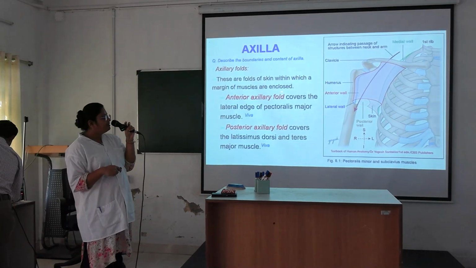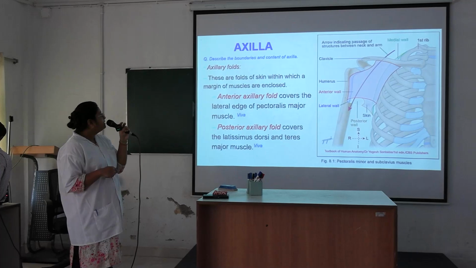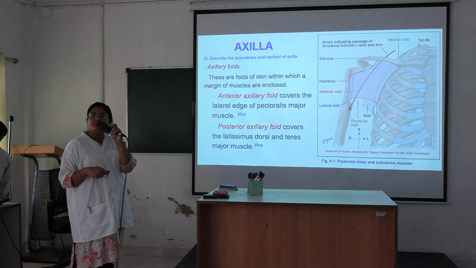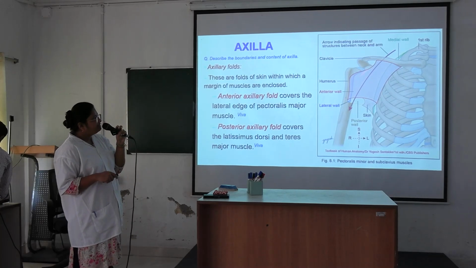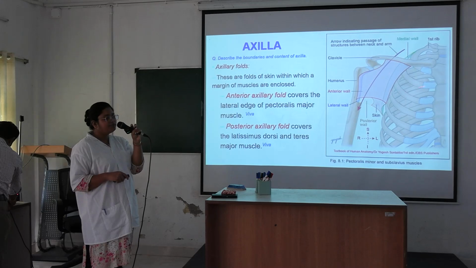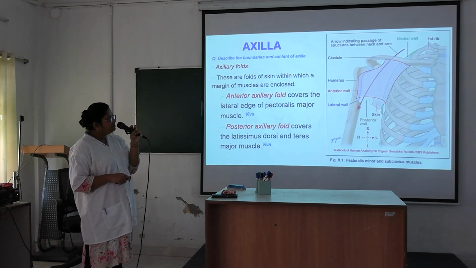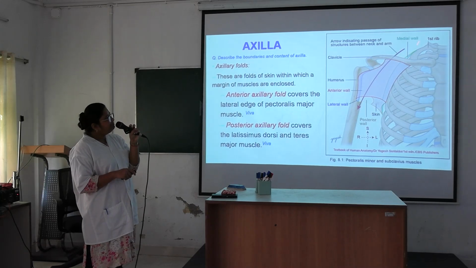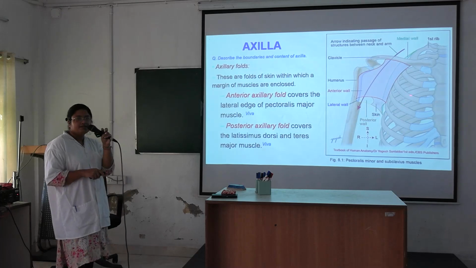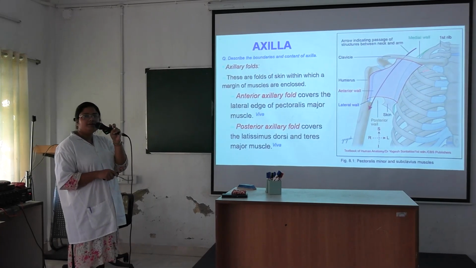So these are folds of skin within which a margin of muscles are enclosed. Anterior axillary fold, it covers the lateral edge of pectoralis major muscle. Here you can see this red colored one is the anterior wall of the axilla, this green one is the medial wall, this orange or yellow one is the posterior wall, and this violet one is the lateral wall of the axilla.